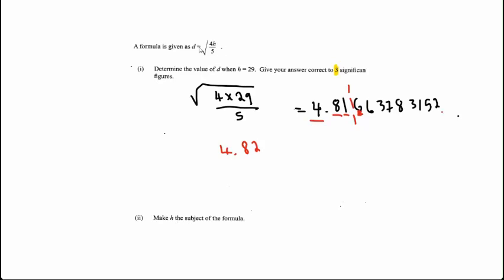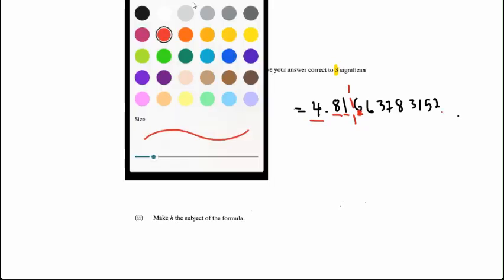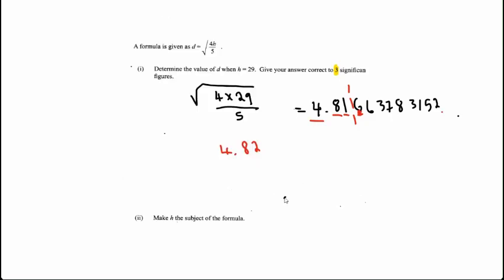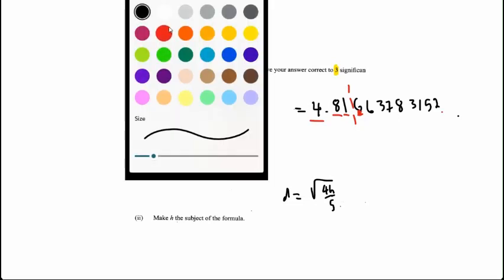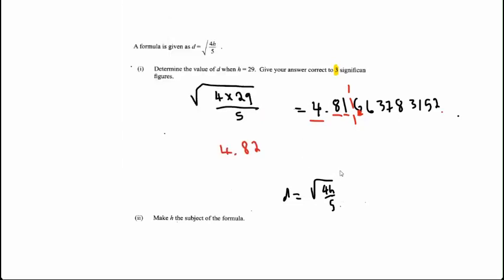Now the second part of our question is make h the subject of the formula. So it's transposition now. So let me write it down here. So d is equal to the square root of 4h over 5. So the 5 is also under the square root. So first we need to get rid of the square root. The opposite of a square root is square. So the first thing we're going to do is square both sides of the equation. So we'll square this, and we'll square the d. So this square cancels out the square root.